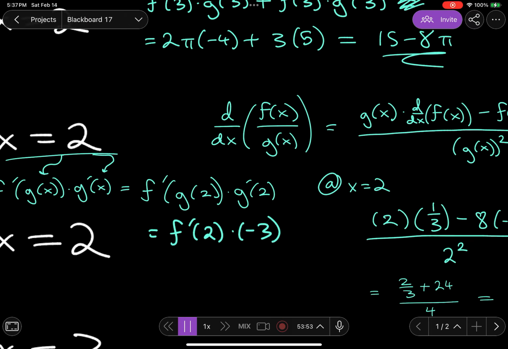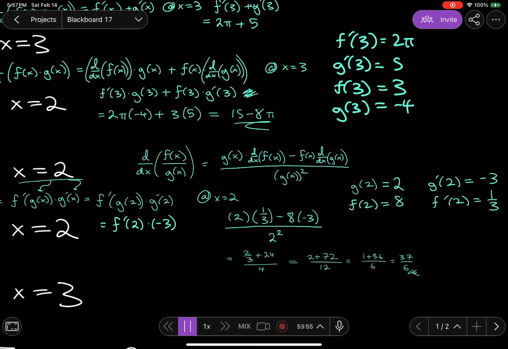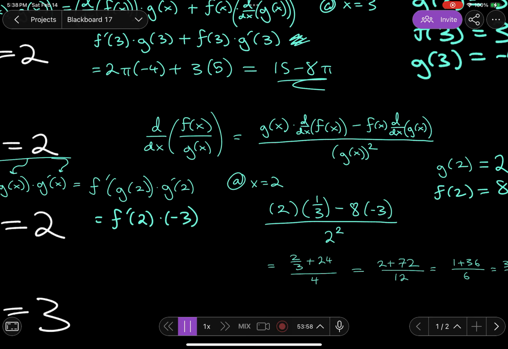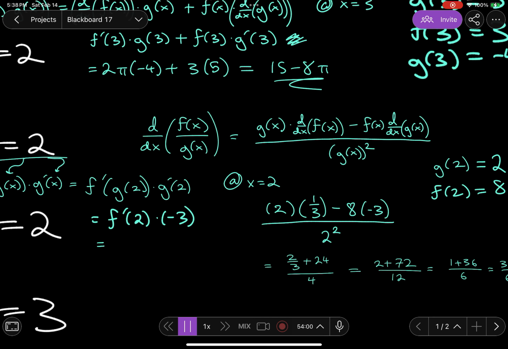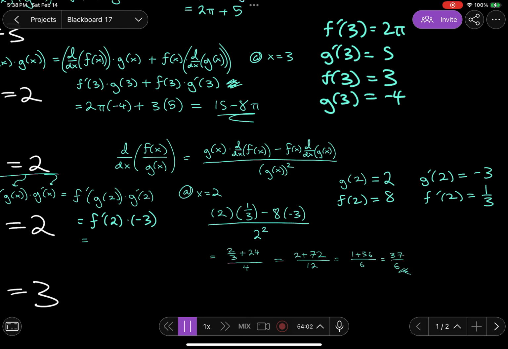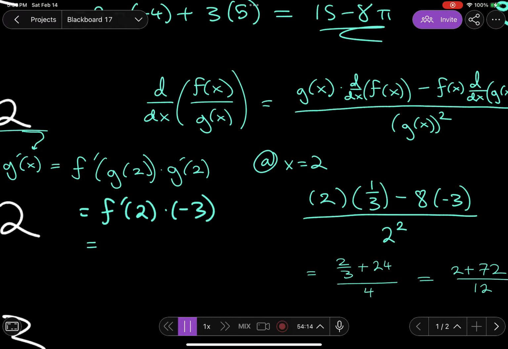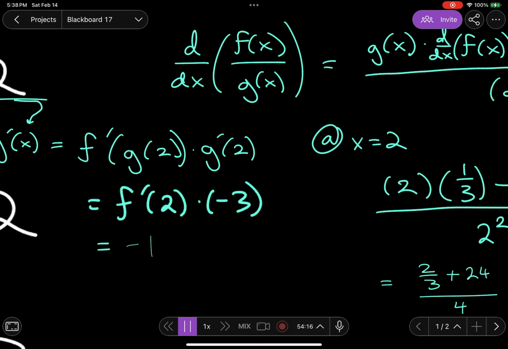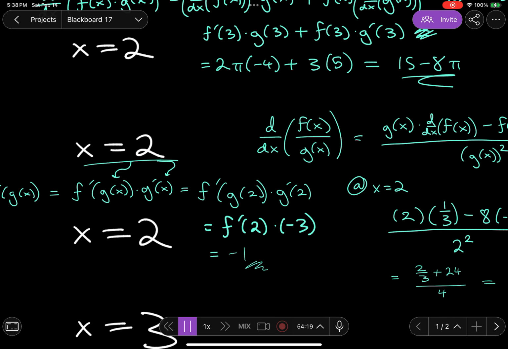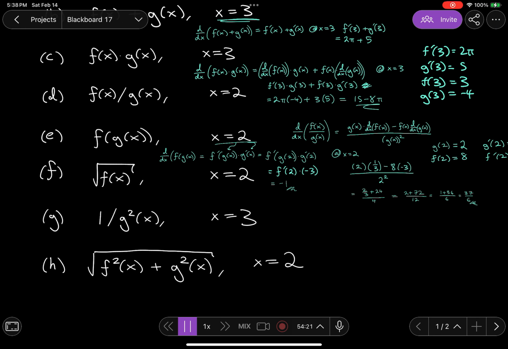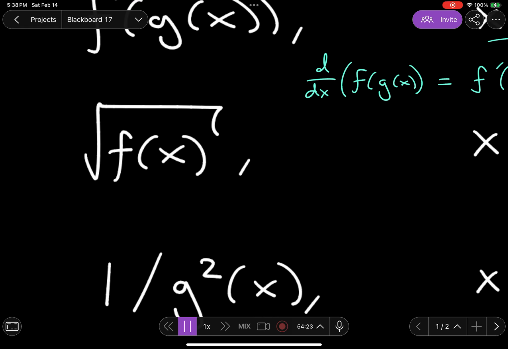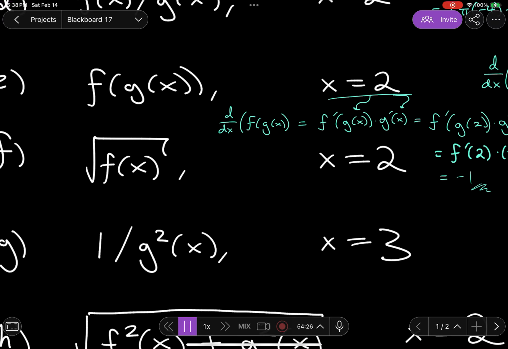Oh, but wait a second. We now just need to know what f prime of 2 is, and that's 1/3. Oh, they made this one look so nice. I found this from like an online source. So what I have, again, f prime of 2 here is 1/3. So I can replace this with 1/3. G prime of 2 is negative 3. Negative 1. All right, how much more do I got? 3 more. Okay. So chain rule yet again.